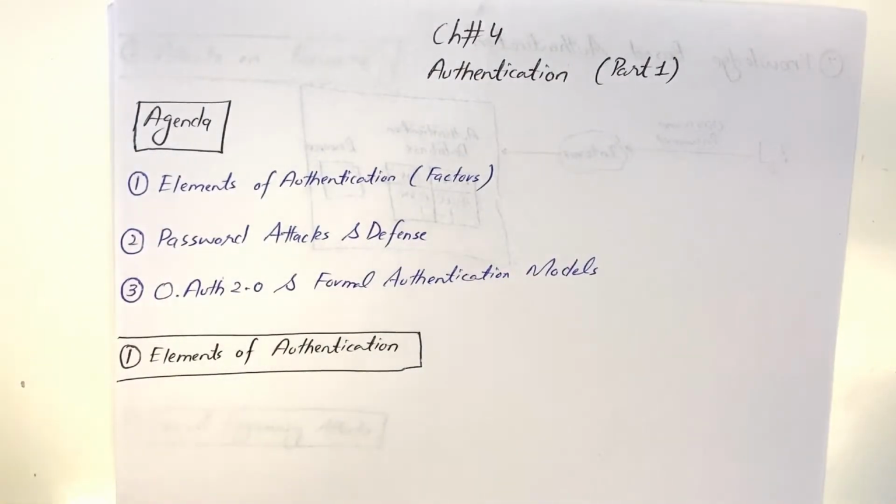Okay, guys, so let's start over chapter number 4. Chapter 4 is about authentication, and I have divided this chapter into 4 parts. It's a very long chapter, so we have mainly 3 things to discuss in chapter number 4. Starting with the elements of authentication, where we will discuss the authentication factors.